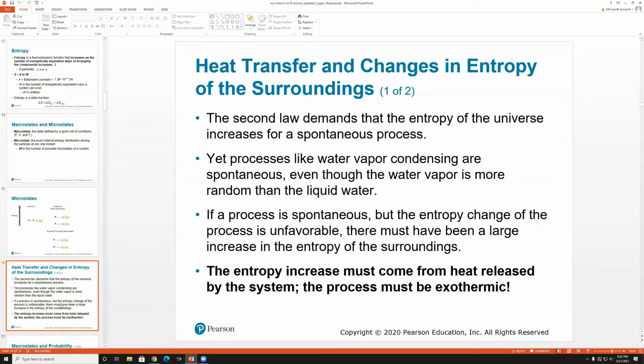Now, heat transfer. All right, so we want to talk about this a little bit. The second law, the best way to sum it up, says that for any spontaneous process, entropy increases in the universe.